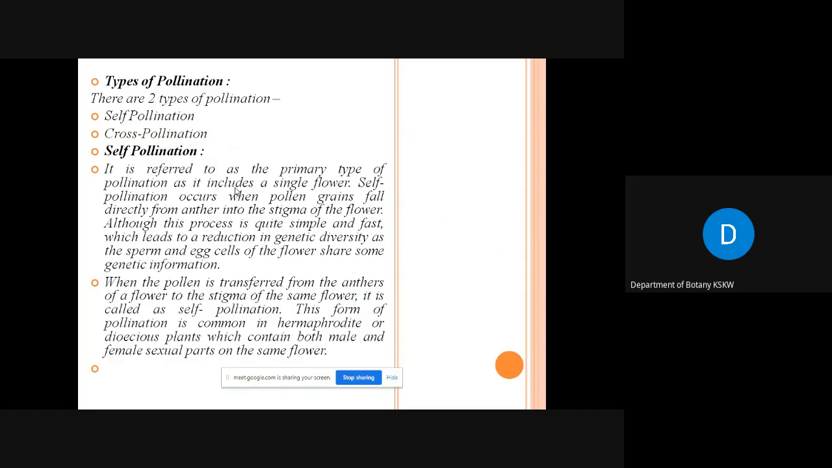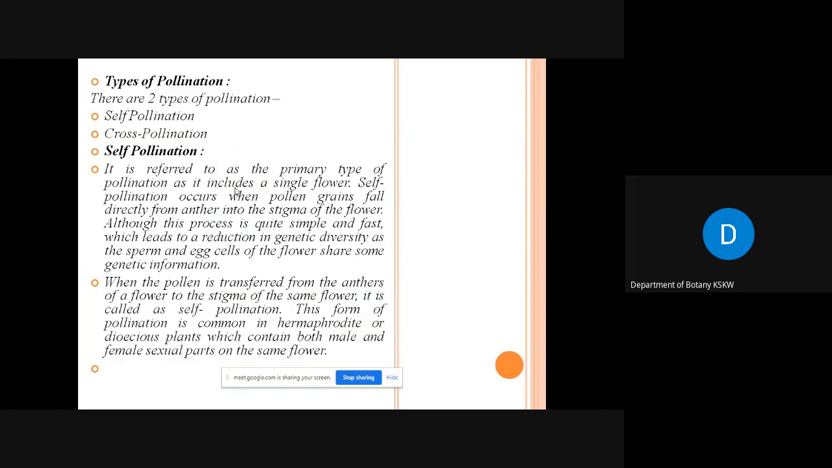In self-pollination, pollen grain falls directly from the anther onto the stigma of the flower. Although this process is quite simple and fast, it leads to a reduction in genetic diversity, as the sperm and the egg cells of the flower share the same genetic information.